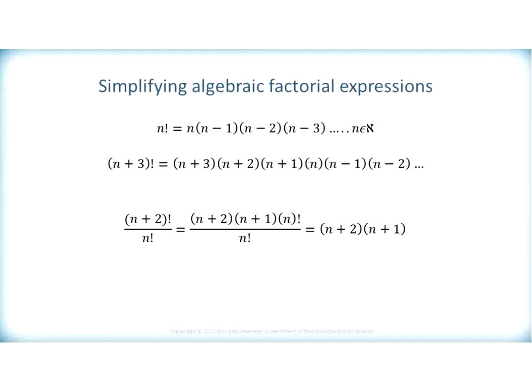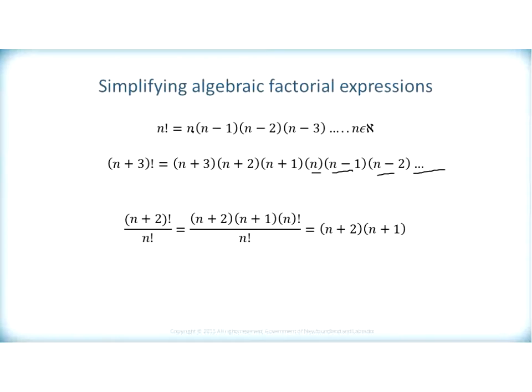Simplifying algebraic factorial expressions. N factorial is represented as n times n minus 1, n minus 2, n minus 3, where n belongs to the set of natural numbers. N plus 3 factorial would be n plus 3 times n plus 2 times n plus 1 times n minus 1 times n minus 2, and so on.